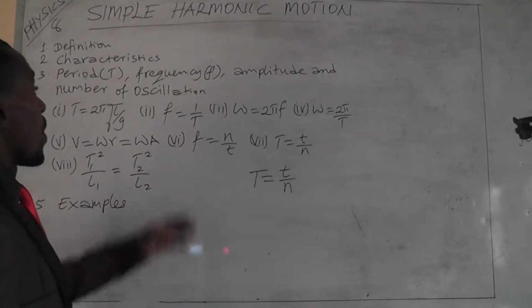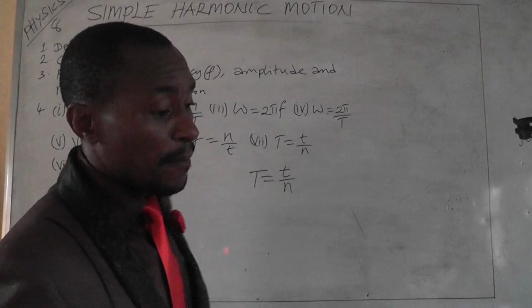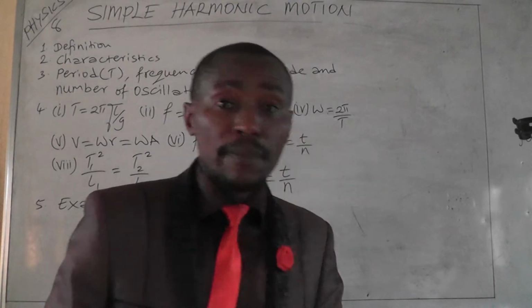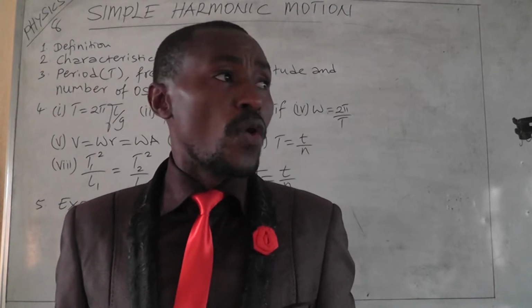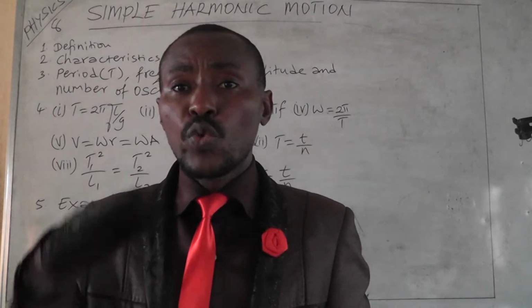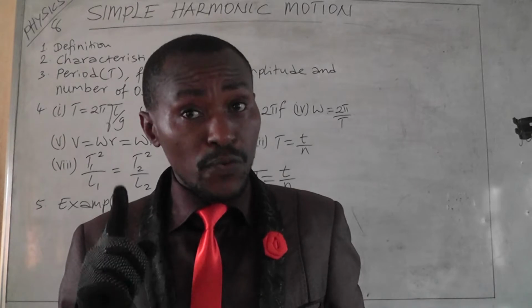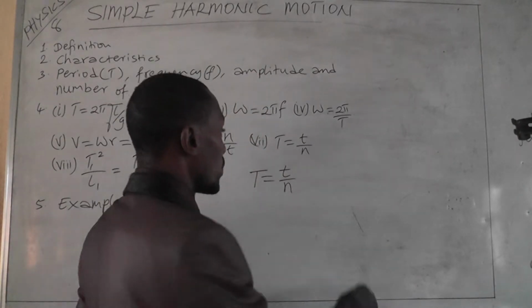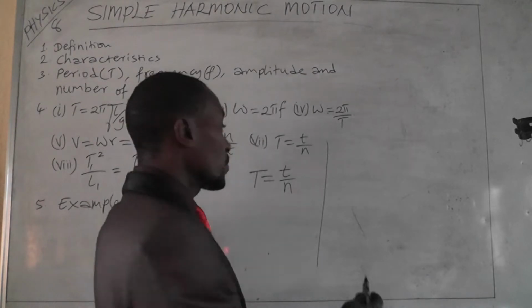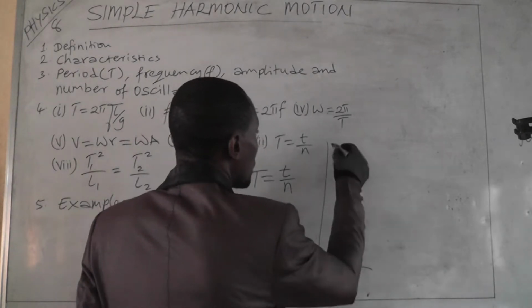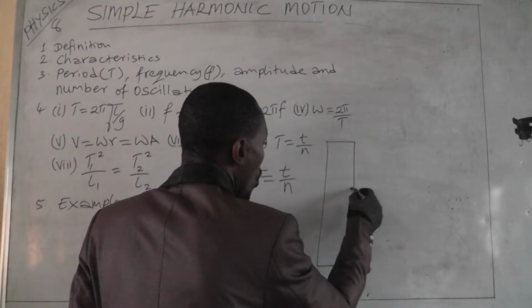Now, let's quickly see amplitude. Amplitude is also important. Amplitude is the maximum displacement of a particle from its equilibrium position. Let's quickly see this. Assuming I have a retort stand like this, and this is the ball.